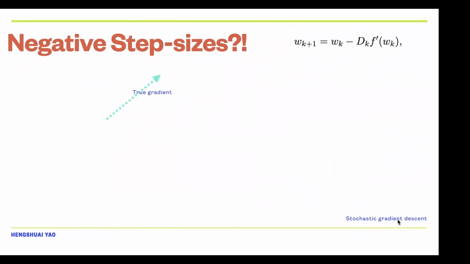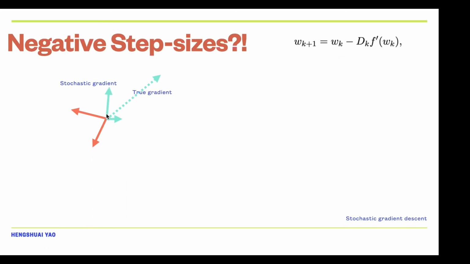In the stochastic case, SGD, it also makes sense to use negative step size. Why? First, in the stochastic case, the true gradient is never known to us. We don't know this true gradient direction, but instead we can sample it. Since it's a sample, it can be anywhere. So the red arrow here appears to be a bad sample. Why? Because it forms an obtuse angle with the true gradient.